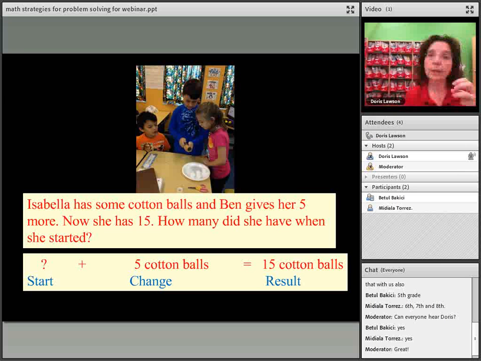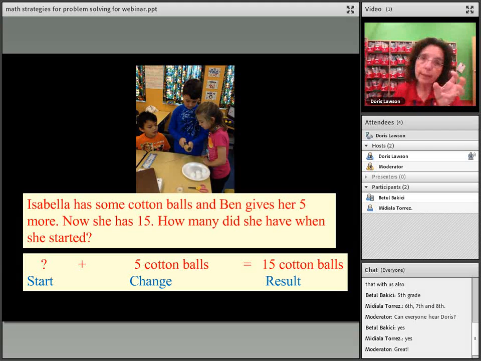Now we're moving on to the 3rd one in the join type problem. Isabella has some cotton balls. Ben gives her 5 more. Now she has 15. How many did she have when she started? So see, I don't have a start button. I don't know where to push to get going. And then I now have Ben gave me 5 more, so it's still that give me 5 more, and I have 15 as my result.